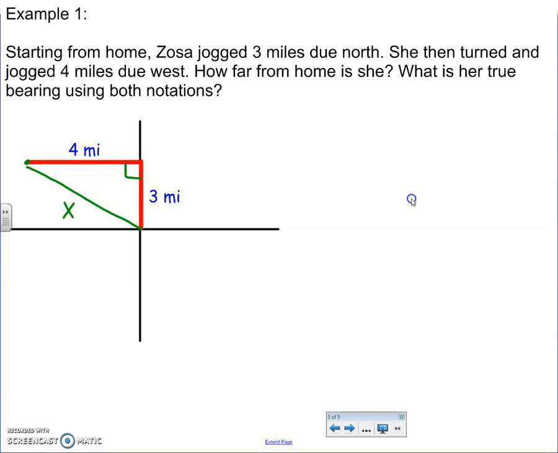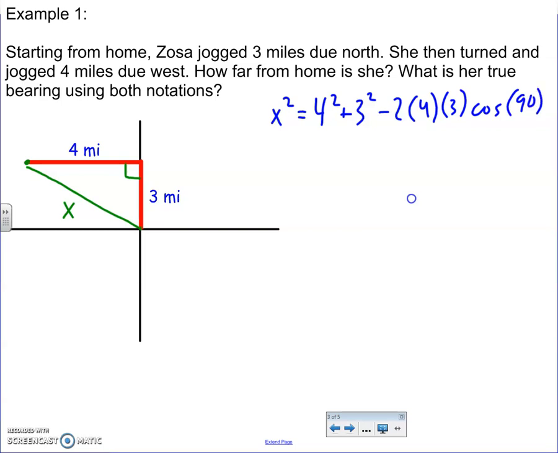So first find out how far is she. So can I do the law of sines here? Answer is no, because I don't have an angle with the side across from it. So I'm going to do a law of cosines. I'm going to use the x side on its own, so it'll be x squared equals the other two sides squared added together. The order does not matter. Minus 2 times those two sides being multiplied times cosine of the angle, which is 90.